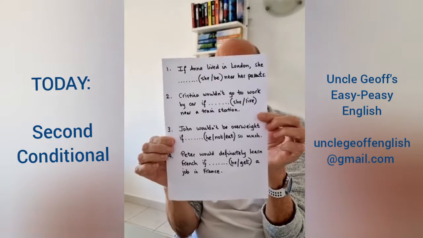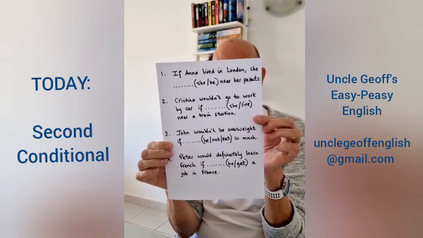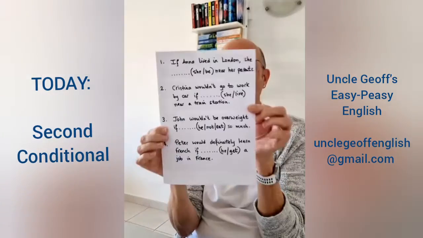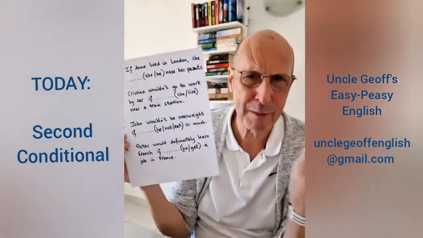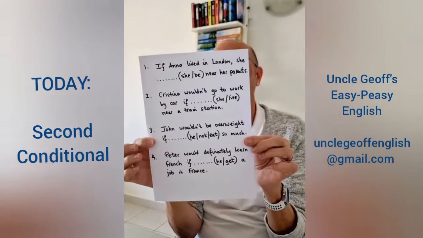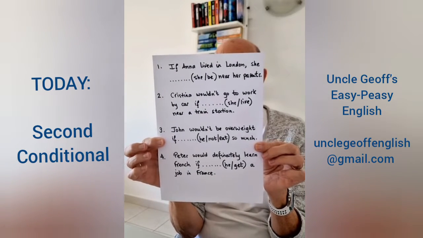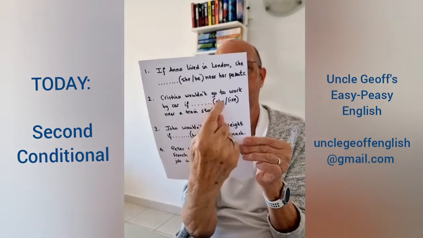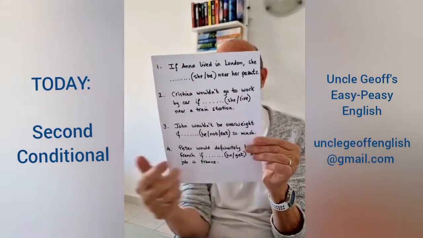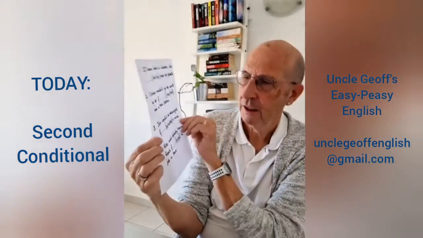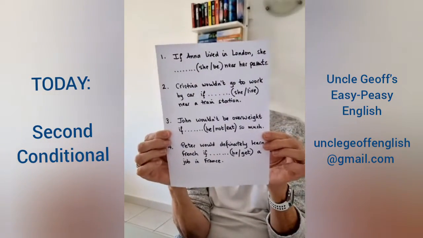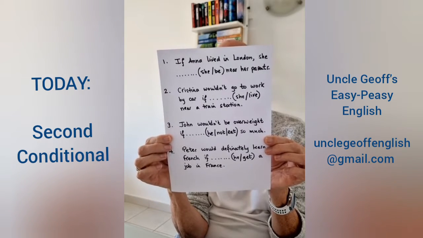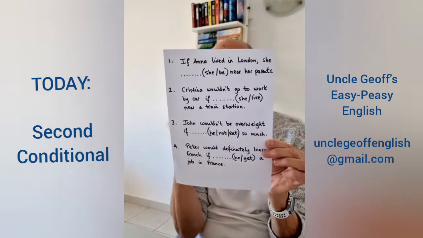Christina wouldn't go to work by car. I have to remember what I wrote. Christina wouldn't go to work by car if, and then use something here, near a train station. Christina wouldn't go to work by car if near a train station.